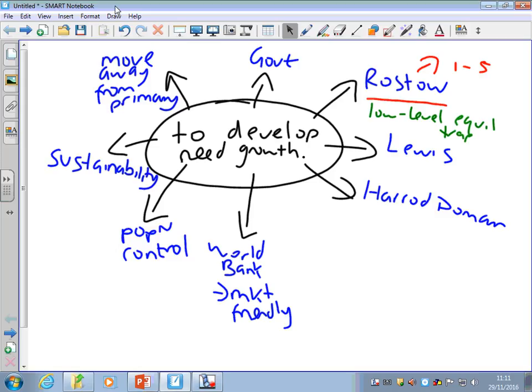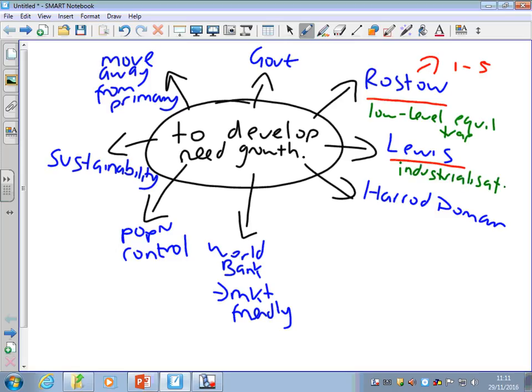The problem with the Rostow model, though, is it doesn't really tell you anything about what you've got to do to grow and develop. It tells you what you've got to do, but not how you go about doing it. How do you actually escape that low-level equilibrium trap? The Lewis model, well, it's very similar, really. It's a model based on industrialization.